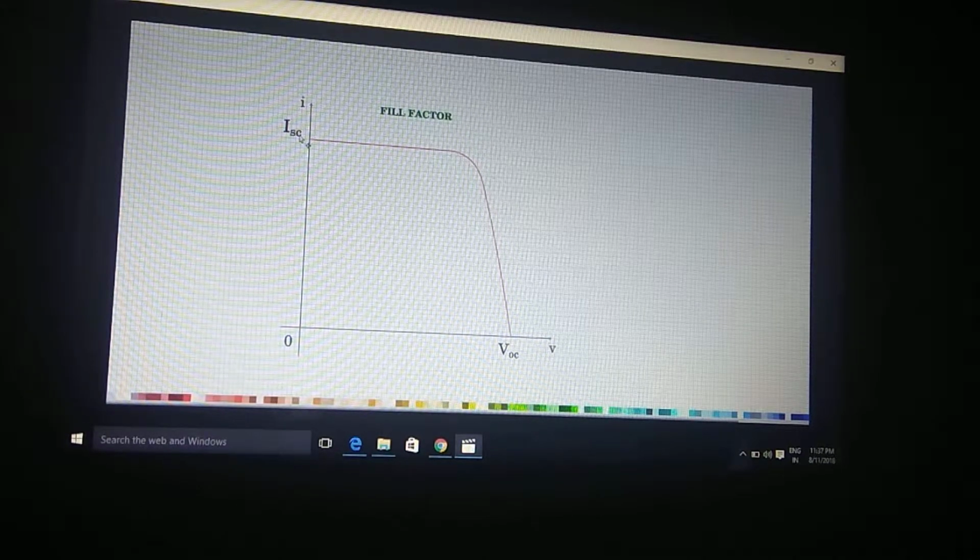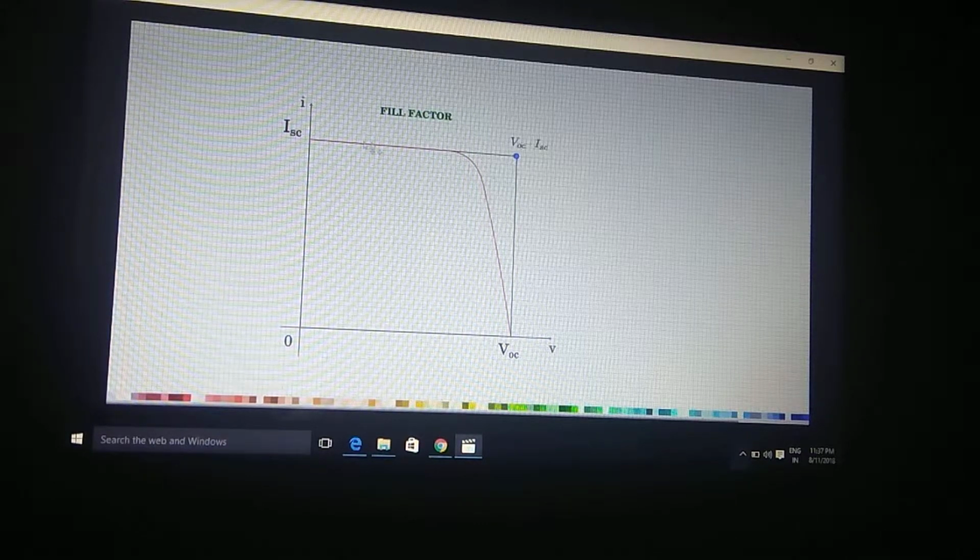Now you see, this is the IV characteristic of a PV cell. Now let me have a projection perpendicular to the voltage axis, and a projection of ISC perpendicular to the I-axis. And this point is the VOC, ISC point, as shown here.